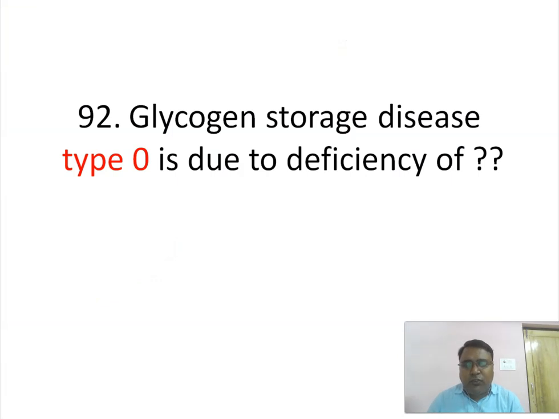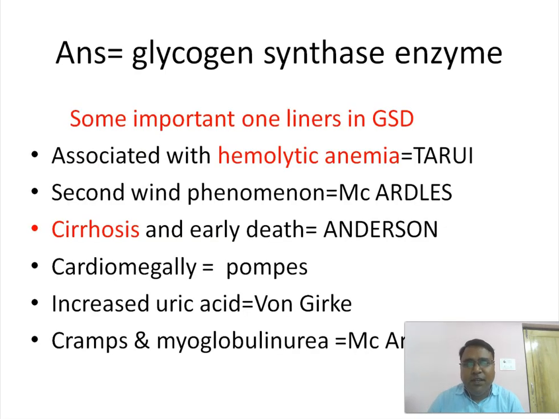Next, glycogen storage disease type 0 is due to deficiency of what? We know about 1, 2, 3, 4, all these, but in type 0, what is the deficiency? Which enzyme is defective in type 0 form of glycogen storage disease? The answer is glycogen synthase enzyme. This we have to remember. When glycogen synthase enzyme is absent, the glycogen storage disease is classified as type 0.